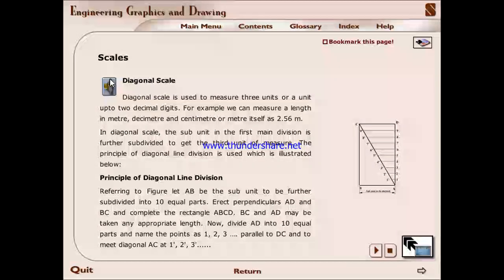Principle of diagonal line division. Referring to the figure, let AB be the subunit to further subdivide into 10 equal parts. Erect perpendiculars AD and BC and complete the rectangle ABCD. BC and AD may be taken of any appropriate length. Now divide AD into 10 equal parts and name the points as 1, 2, 3, etc. Draw lines parallel to DC and meet diagonal AC at 1 dash, 2 dash, 3 dash, etc.